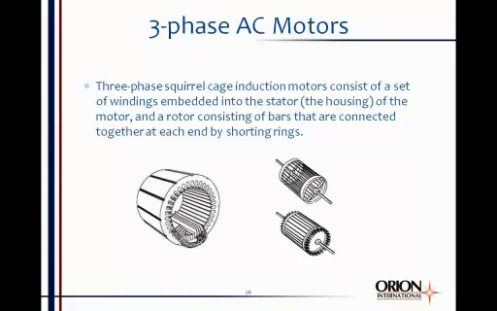They consist of a set of windings embedded in the stator. That's what you see on the left. That's the housing. And then they also have a rotor that's made up of bars that are connected together at each end by what are called shorting rings. You can see that on the lower right. You have bars that are connected together, and they're shorted out at the end by shorting rings. That's how induction motor rotors are constructed.